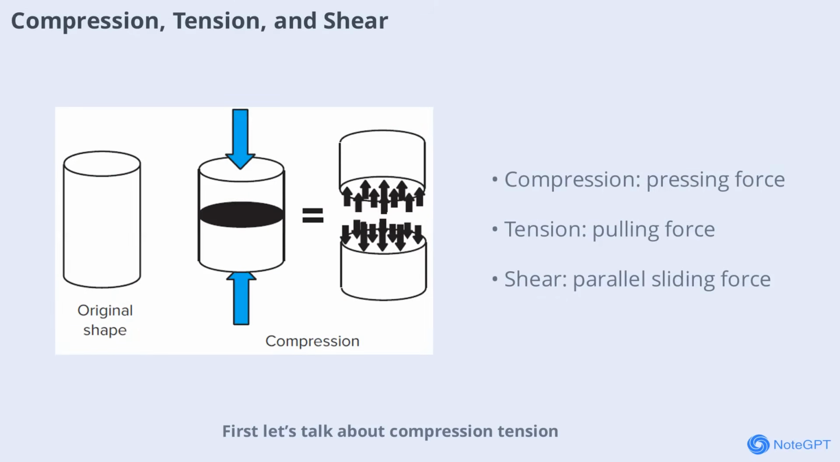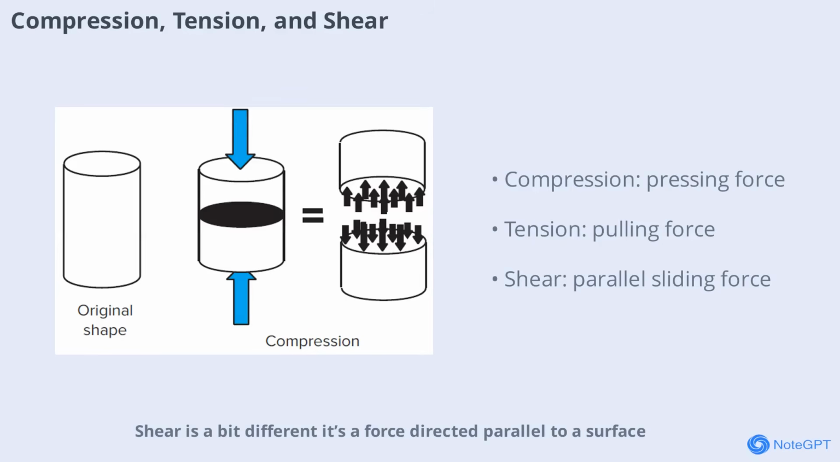First, let's talk about compression, tension, and shear, three fundamental types of mechanical loads. Compression is a pressing or squeezing force directed axially through a body, like the force your bones feel when you land from a jump. Tension, on the other hand, is a pulling or stretching force, also directed axially, such as when you hang from a bar and your muscles and tendons are stretched.